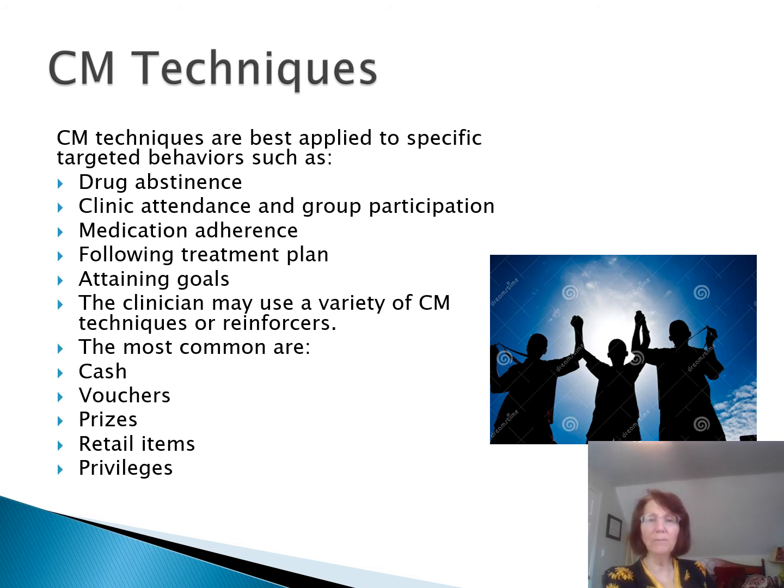Cash could be in the form of paying half price for a session instead of being charged full price. It could be vouchers, gas cards, gift cards to Dunkin' Donuts. Prizes could be a goal attainment certificate or an achievement certificate. And retail items could be anything that the client could earn, maybe a knapsack full of healthy treats. And certain privileges could be that they have certain privileges within their residential setting. They're allowed to stay out longer at night or go home on weekends, whatever those privileges may be.